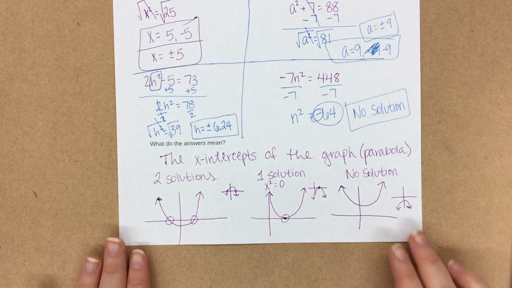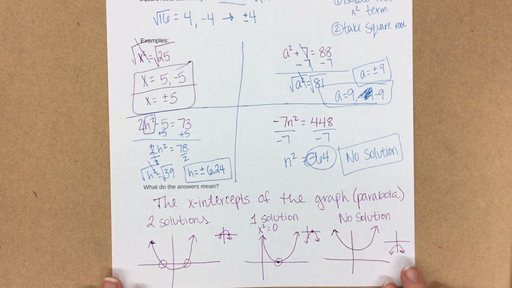Okay. So here is your first method for solving quadratics. This is the most basic one that we want to use when there's only an x squared term. There's no other x's besides x squared.